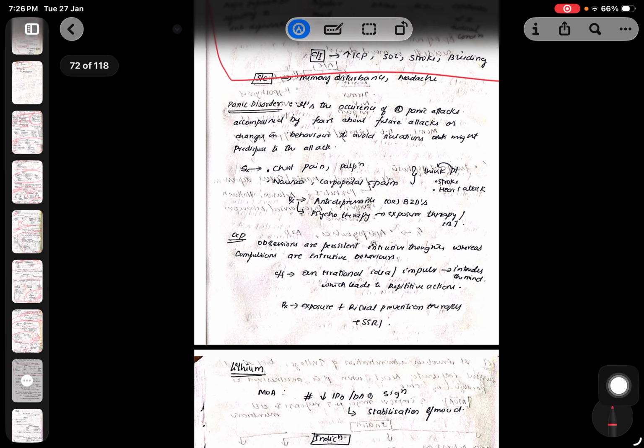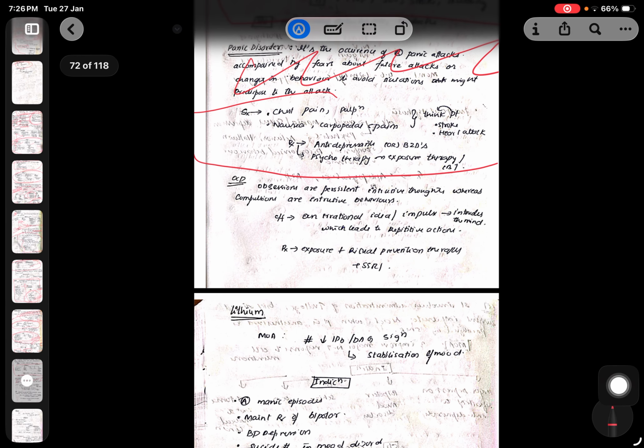Then panic disorders. I think this definition, if you want, you can remember or you can leave, because if it's a 5 marker, then you need to write. If it's a 3 marker, need not be. Okay. Then again, what are the things?